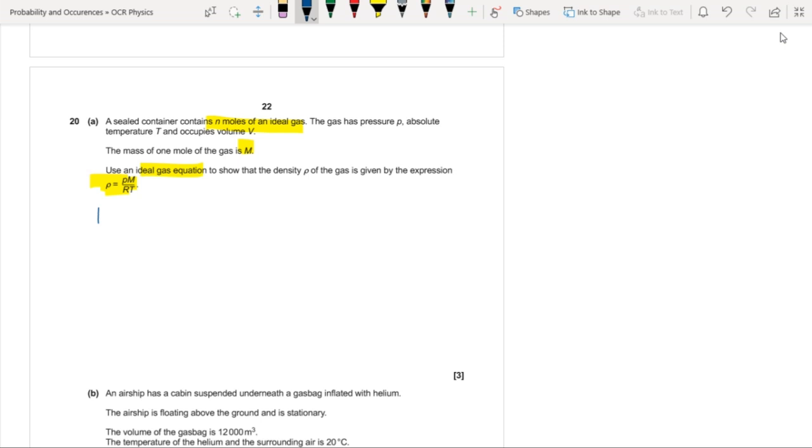The ideal gas equation is PV equals nRT, the most relevant ideal gas equation. Also, we have been given that the mass of 1 mole of the gas is m. That means that the total mass of the gas inside the container is the number of moles times m.